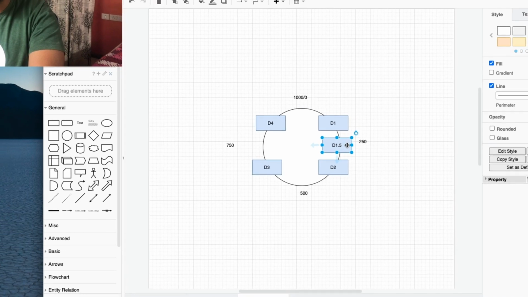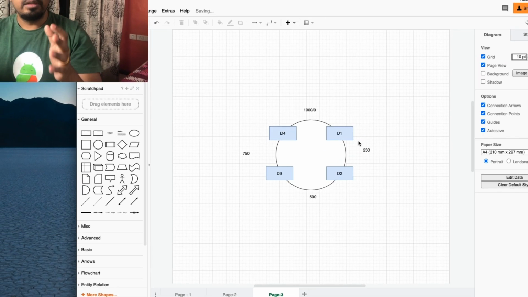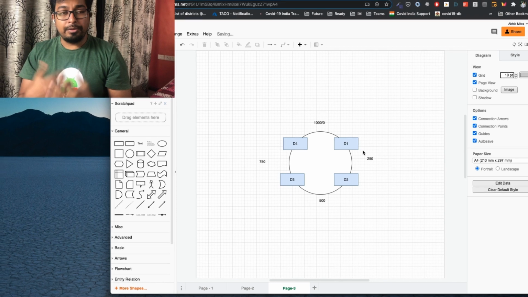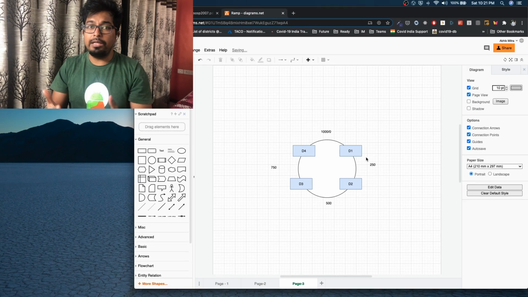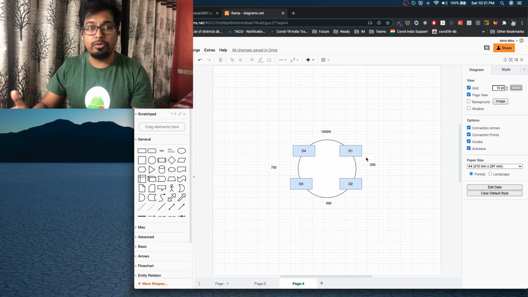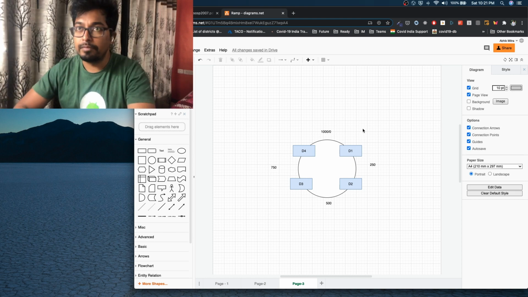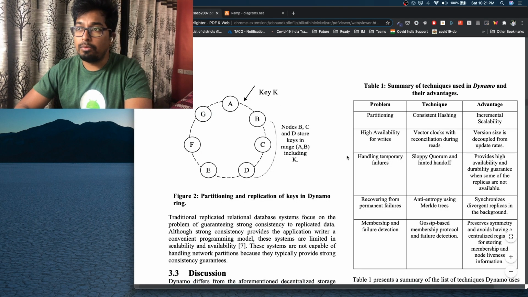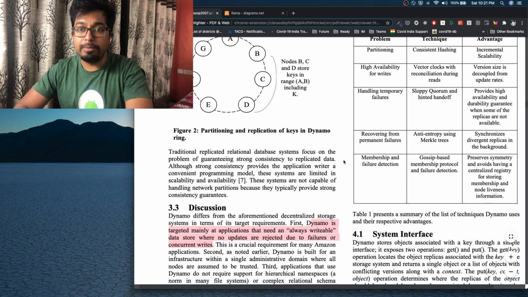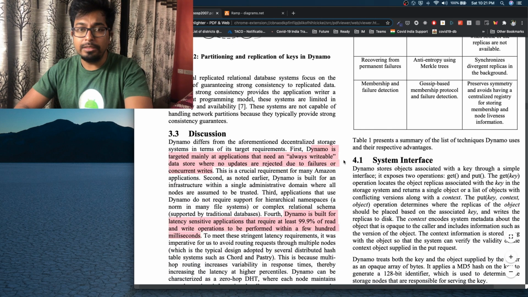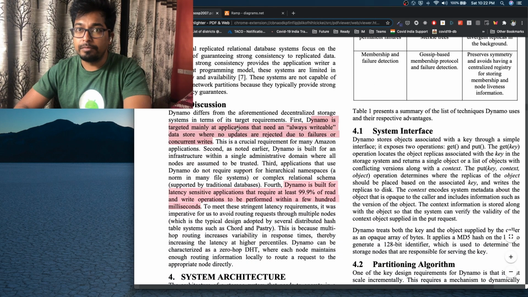What consistent hashing says is that whenever you add another node to a system, it should be fairly easy. You do not have to rebalance all of your data, which can be fairly large. And this is exactly what Dynamo based systems do. So let's now go through the paper.